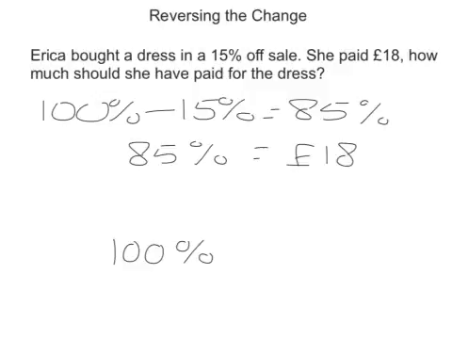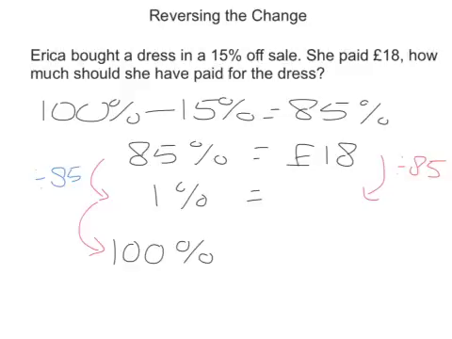So we have to have steps in place to go from here to here. And one of those steps is to find what 1% is. So to find 1%, I have divided by 85. So I'm going to divide this side by 85 to find what 1% of the value is. So 18 divided by 85 means that we have 0.21. So 21 pence is 1% of the value.